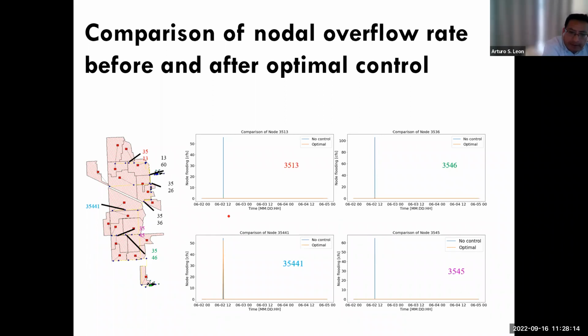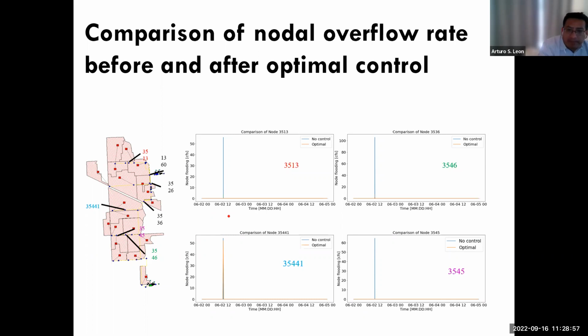So we have done some comparisons of overflow at several nodes. It's not too clear here, but we found that using reinforcement learning, we have compared the do-nothing approach with the optimal control, and we found that the overflow can be substantially reduced. Sometimes, for some conditions, you don't have any sewer overflow if you operate the gates according to some rules provided by the reinforcement learning, but if you do nothing, in most of those cases you will have a sewer overflow.